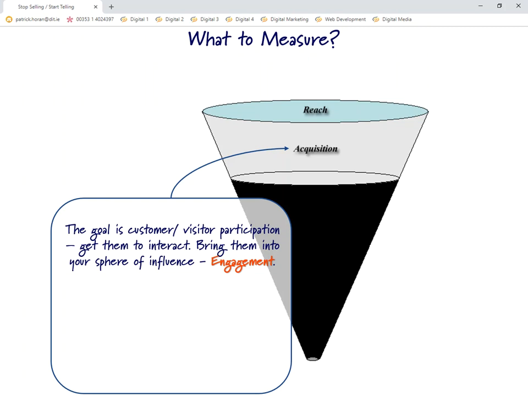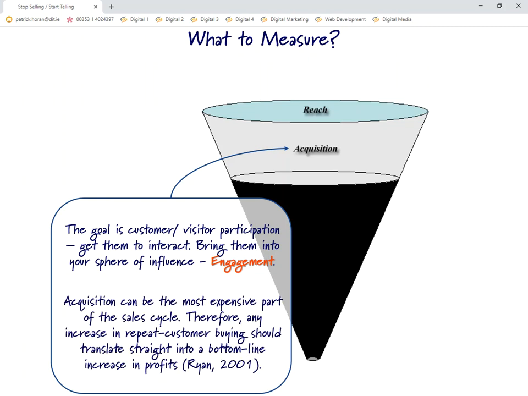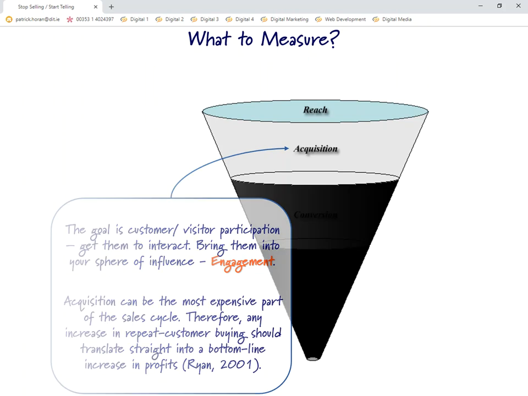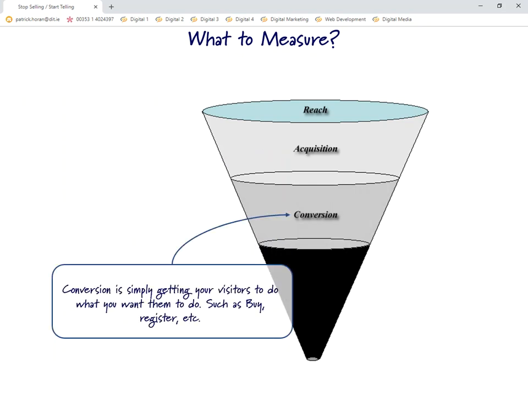So the goal is that visitors participate, that they come into your realm of influence, and that they get influenced by you, and hopefully move on from just being engaged on the site to the next stage of the buying process, and hopefully buy from you. Okay, so that's conversion. Conversion is simply getting your visitors to do what you want them to do, such as to buy from you, or register, or download, or whatever your goal is.